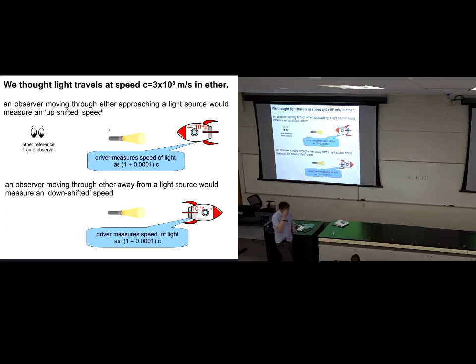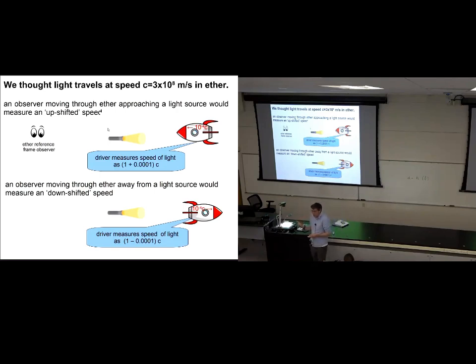Well, that's exactly the situation we have with light. Now I've changed that slide, not the last slide, but the previous slide. I just modified it to not the case of sound and sound waves in air, but rather the case of light and light waves in ether. So if we went back to the 1800s, at that time we thought that light traveled at 3 times 10 to the 8 meters per second in ether, in a material called ether. So that was the idea.